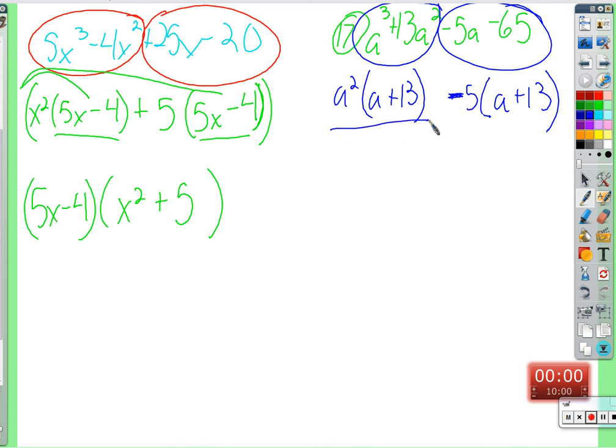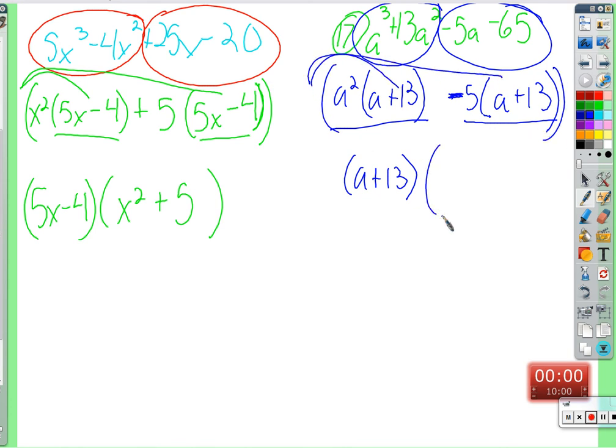So here is a term, and here is another term. What do those two have in common? A plus 13. You take A plus 13 out. Out of parentheses. And what's left in here? A squared minus 5. Good.